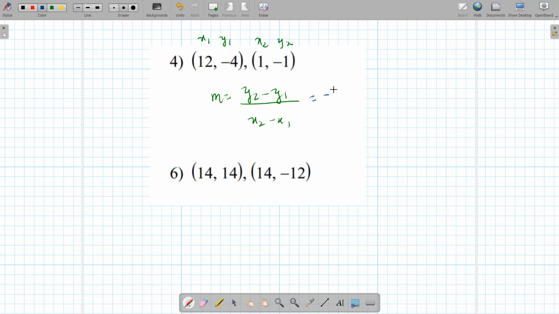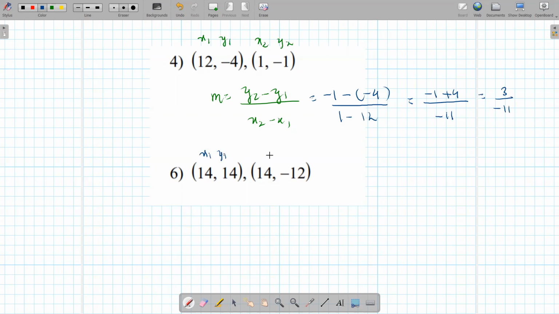So y2 is -1 minus y1 is -4. And the denominator, what do we have? 1 minus 12. Right, 1 minus 12. So what is -1 minus -4? So that's -1 plus 4. And in the denominator, we have -11, right? So that gives us 3 over -11, and that's the slope.